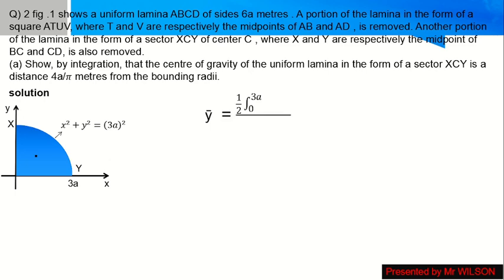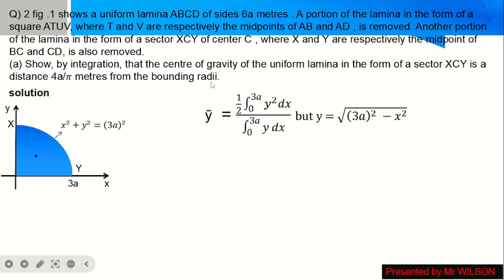Now, to use integration for a proof here, you just need to use y bar equals half the integral from 0 to 3a of y squared dx, all over the integral from 0 to 3a of y dx. That is the formula we are going to use for y bar, with the integral bounded by the bounding radii. So what do we know about y? To get y, you simply use the equation of the circle, make y the subject, and you get y equal to the square root of (3a) squared minus x squared.